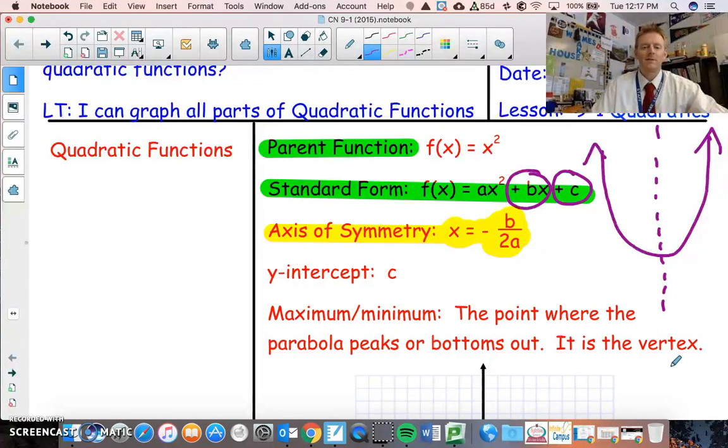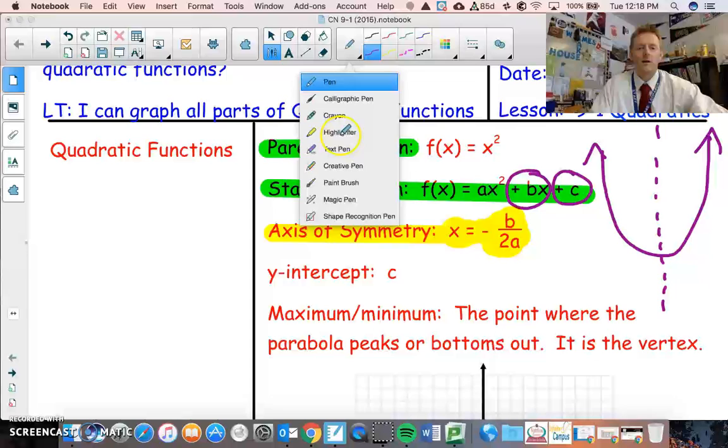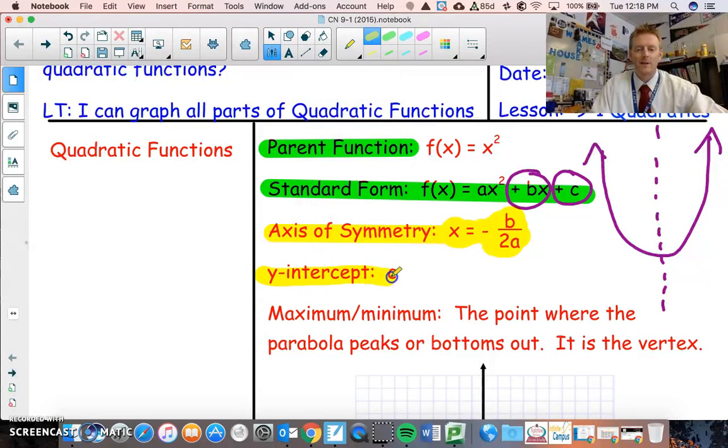Now the y-intercept is when x is equal to 0, and that happens in our standard form at c, because if I put a 0 in for x, just the c is left over. So that's going to be our y-intercept.